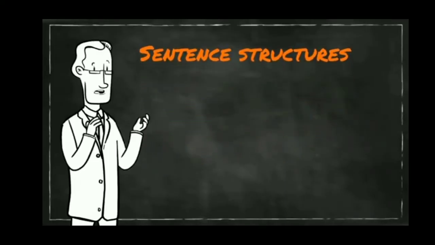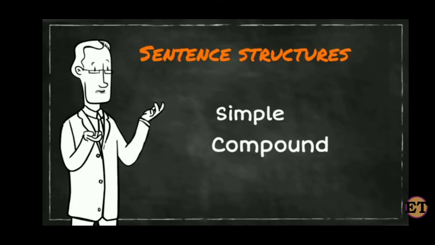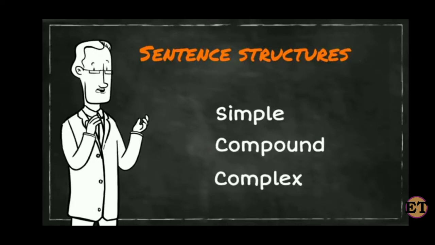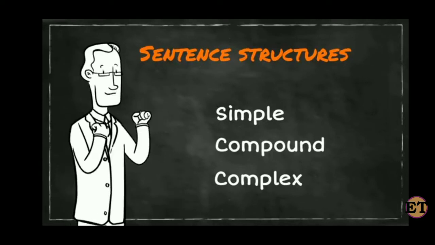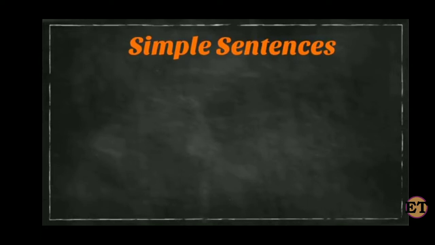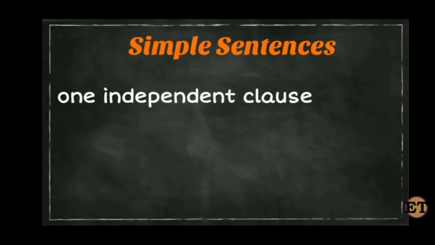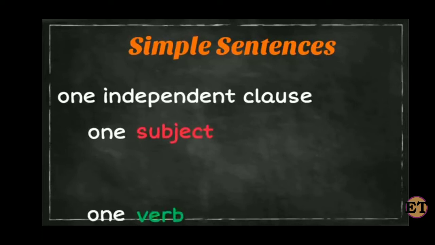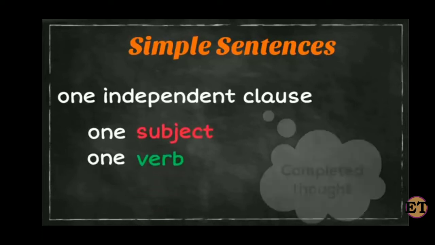There are three types of sentence structures: simple, compound, and complex. It's important to use each of these structures because it makes our writing more engaging for the reader. Simple sentences. A simple sentence has one independent clause. That is, it has a subject, it has a verb, and it is a completed thought.